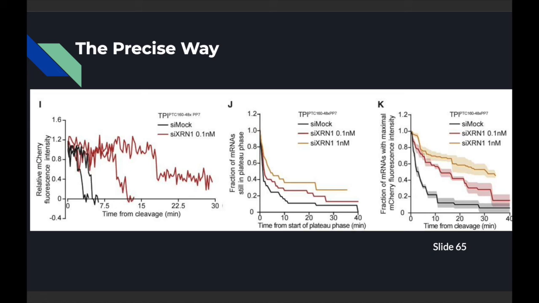This more precise method partially confirmed their theory of high processivity. However, it also showed new results, displayed in Figure I. About 60% of mRNA underwent rapid degradation of the linker and agreed with their previous results, but the other 40% showed a much slower degradation of the linker. This is split up between figures J and K as the number that have not yet started decay over time and the number of mRNAs left with max fluorescence, respectively.